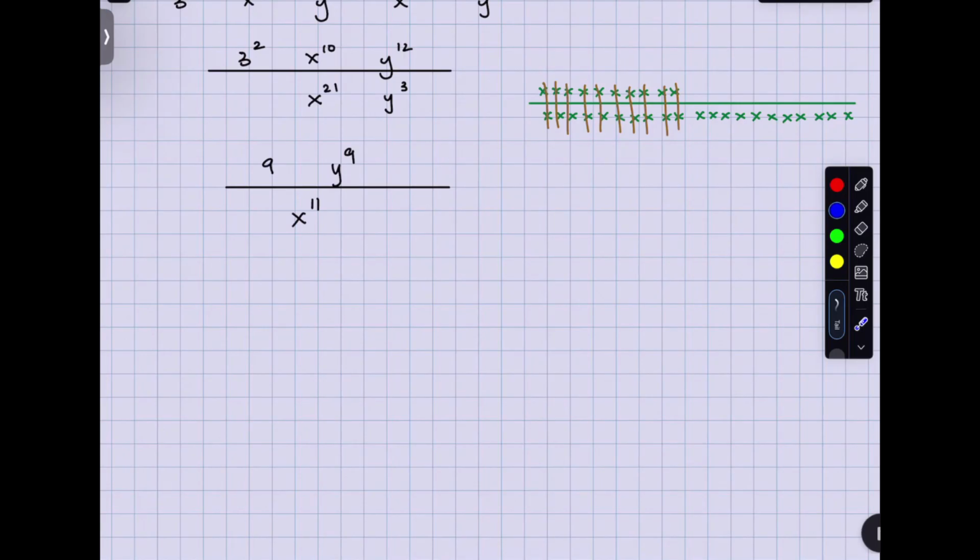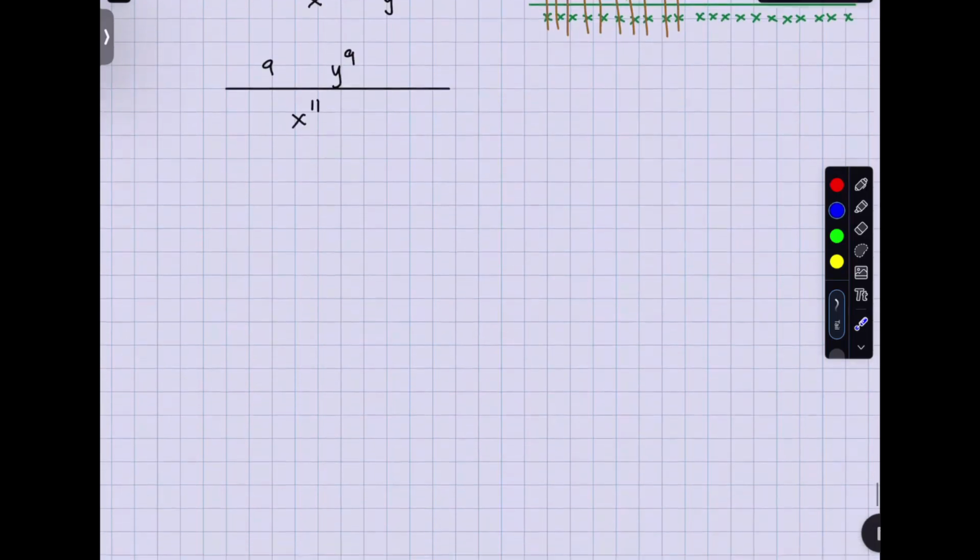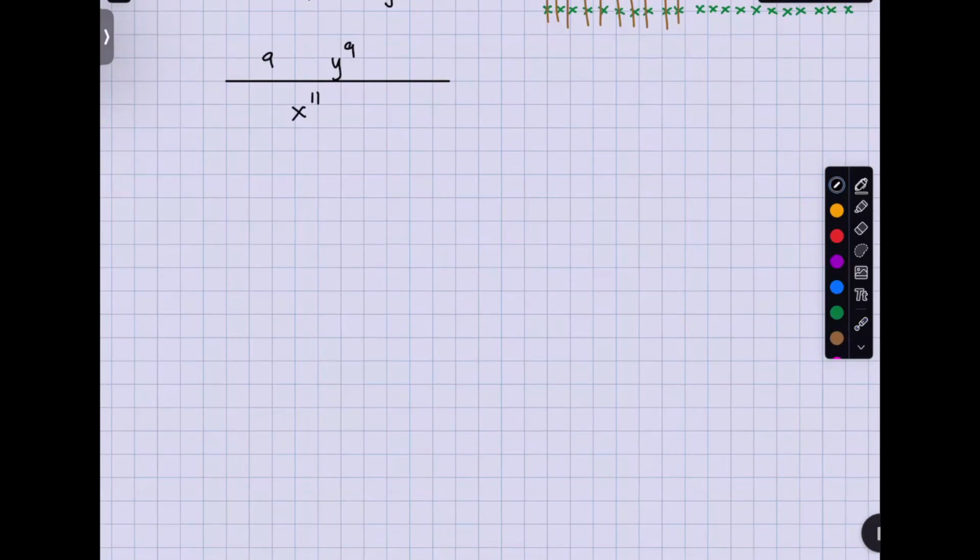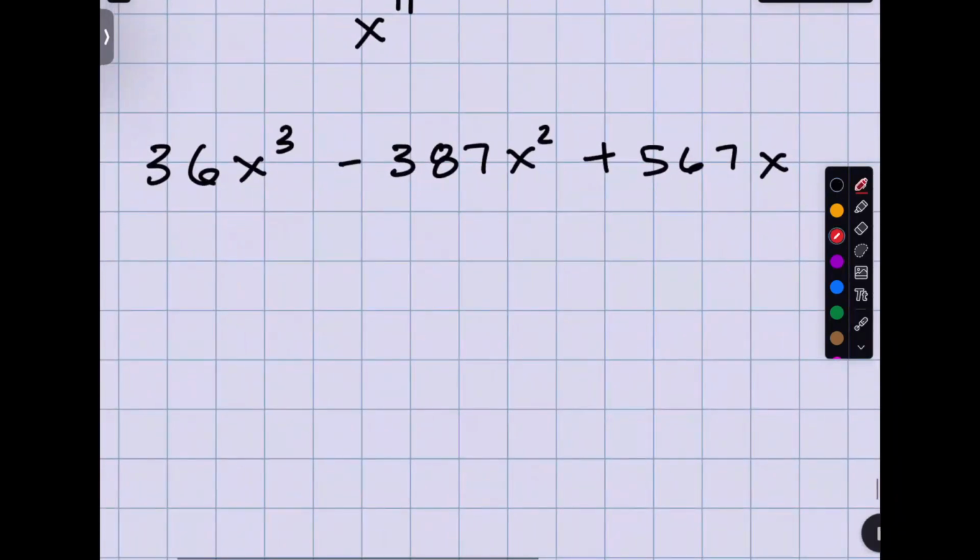Yes? Number 10 on lab work 6. No problem. Awesome. So number 10 is 36x to the third minus 387x squared plus 567x. So the question is, is there a GCF? There is. Again, for some of you guys, you may need to break these down.